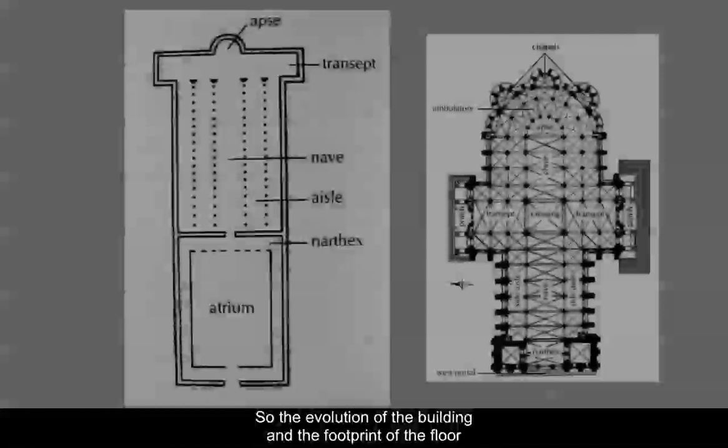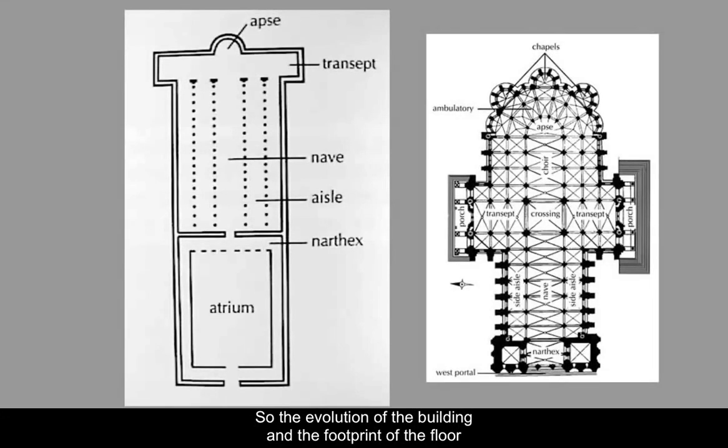So the evolution of the building and the footprint of the floor plan, you can see on the left-hand side, I actually have a diagram that is the original St. Peter's from about 318, 315 in Rome, on Vatican Hill. And you can see it's a typical tau plan. It has an apse at the end, and the transept makes it look almost like a capital T with a little bump on the end.